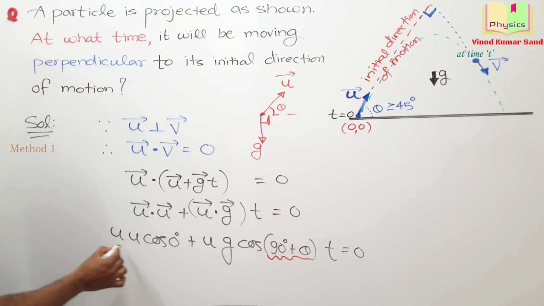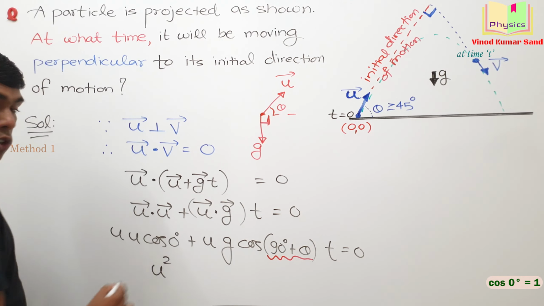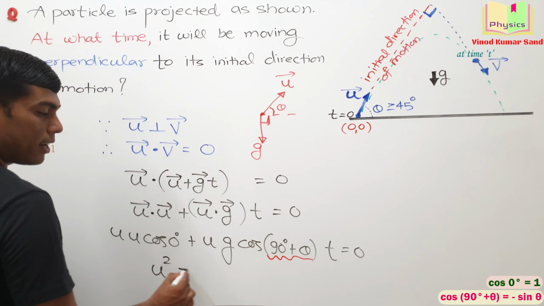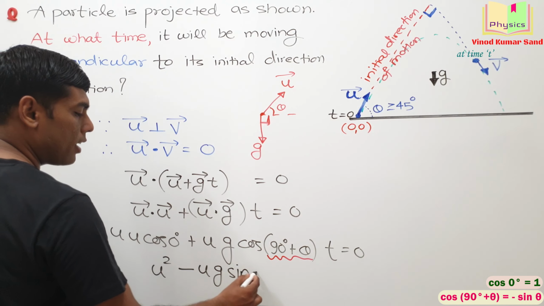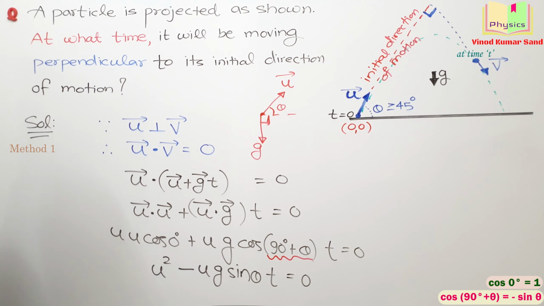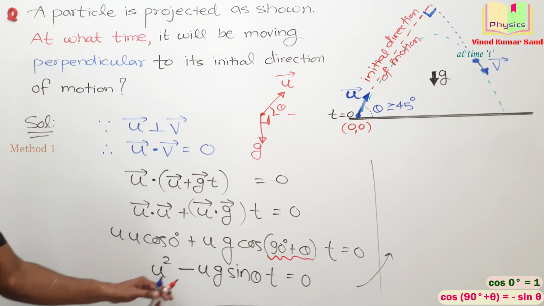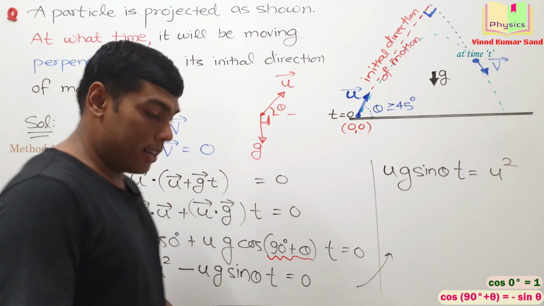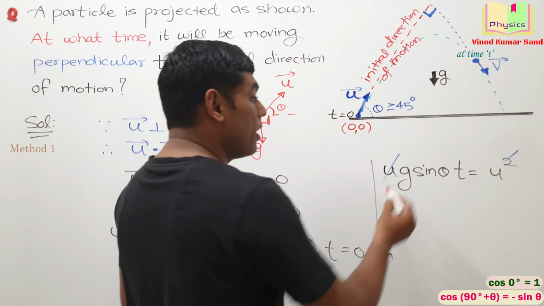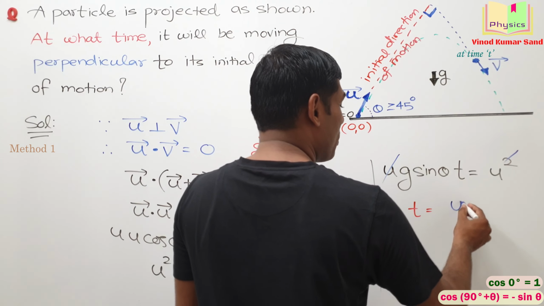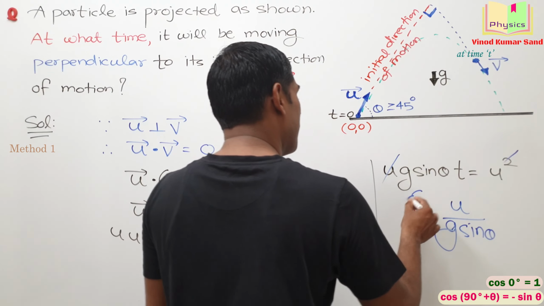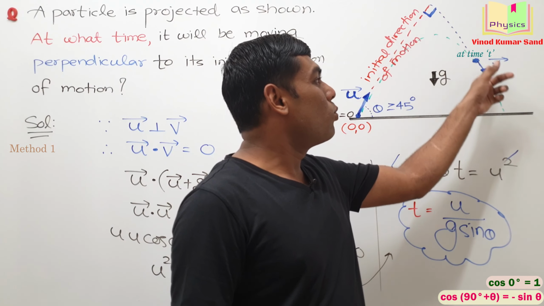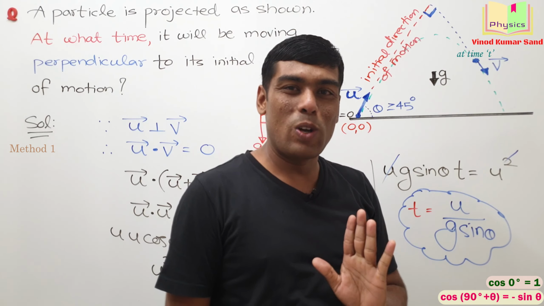Now it's simple mathematics. Cos 0 degree will become 1. So here we obtain u square, and cos of 90 degree plus theta becomes minus sine theta, so I'm putting here a negative sign: u squared minus u g sine theta t is equal to 0. Is it fine? Now approaching the last step. If you simplify this, u g sine theta t is equal to u square. We can cancel out one u from here, and our target was t. T will be equal to u by g sine theta. An interesting answer. At this moment of time, the particle's velocity vector will be perpendicular to the initial direction of motion. Got it?